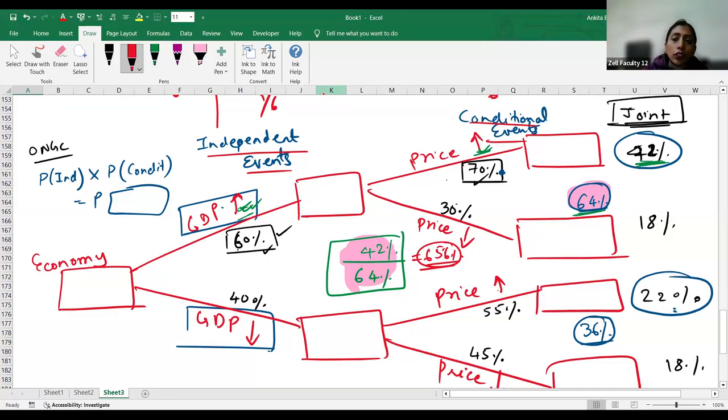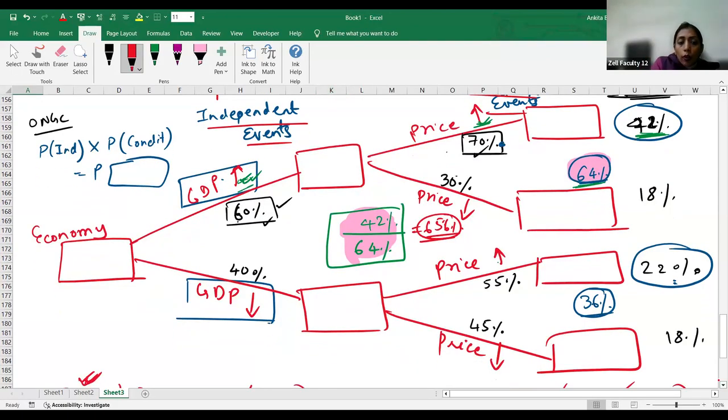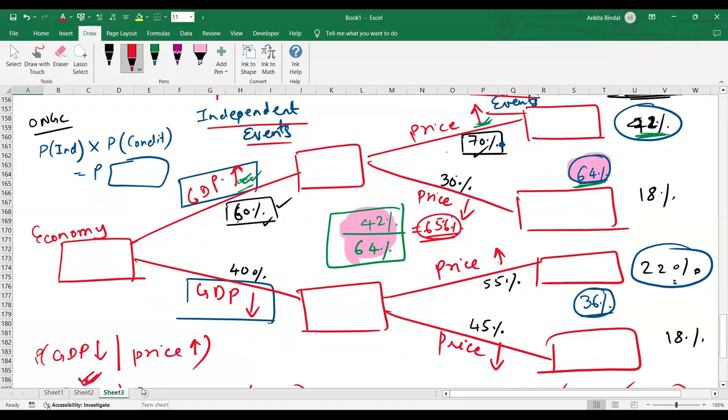The question I gave you is, you are given that the price has increased. So I'm asking you the question: what is the probability that GDP has decreased given a price increase? Probability of GDP decreasing given the price increase. This is my question. Is it 55%? No.